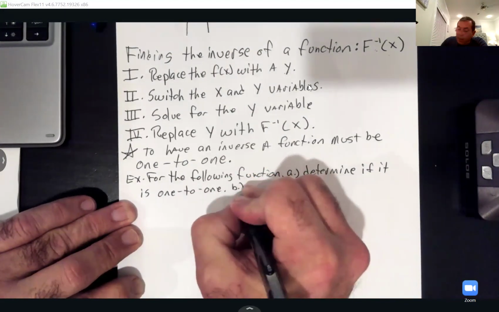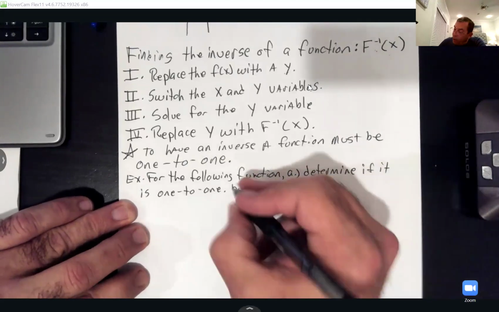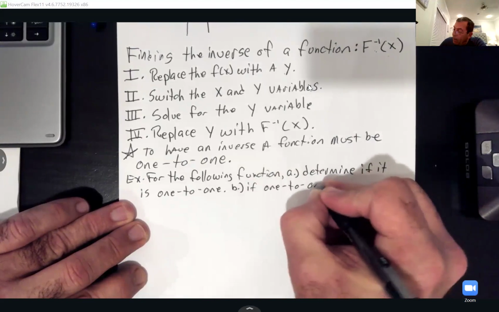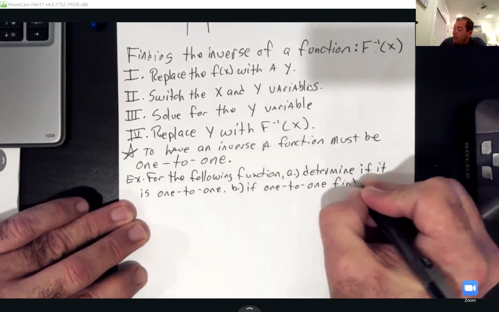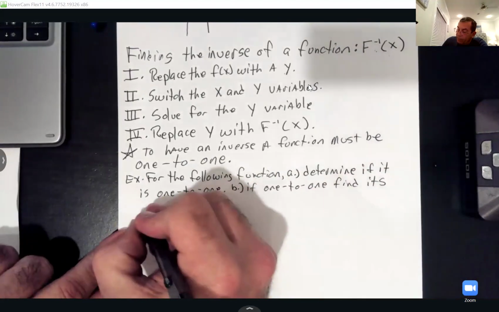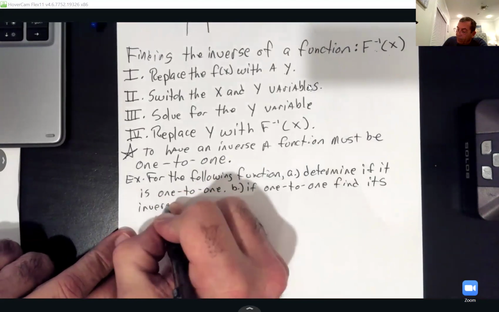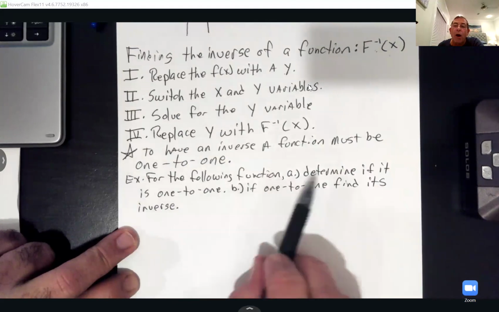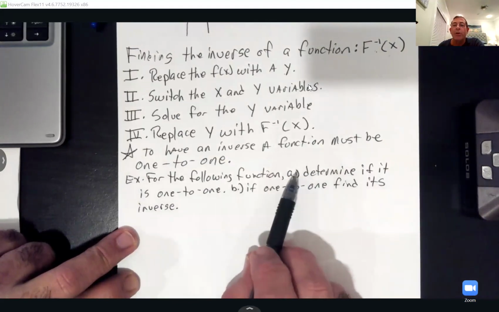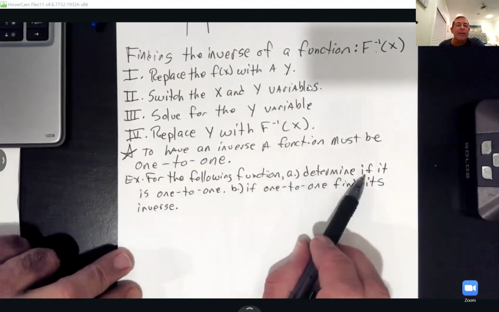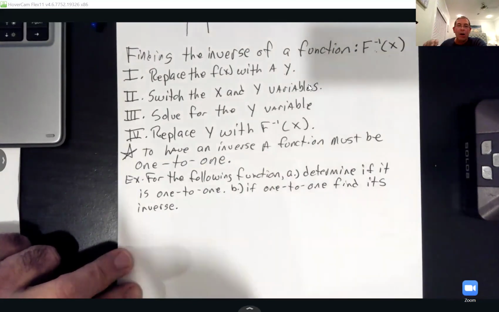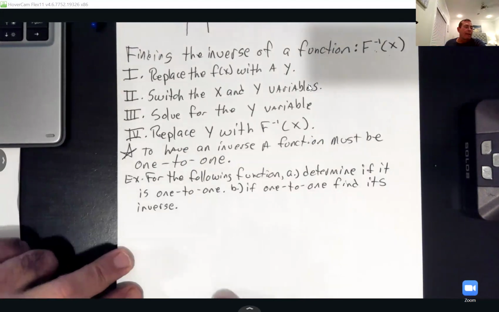And then B, if 1-to-1, find its inverse. Now, y'all, let me tell you, these 6 problems are all 1-to-1. So when you get to A and it asks you if it's 1-to-1, put yes, and then find that inverse. All 6 of these are 1-to-1.